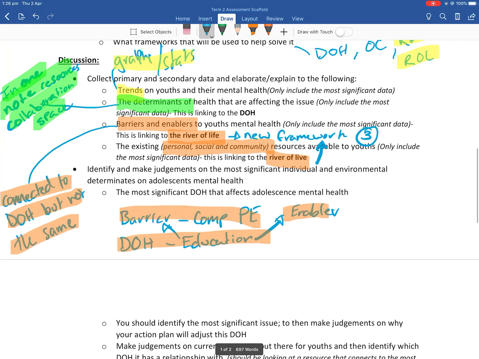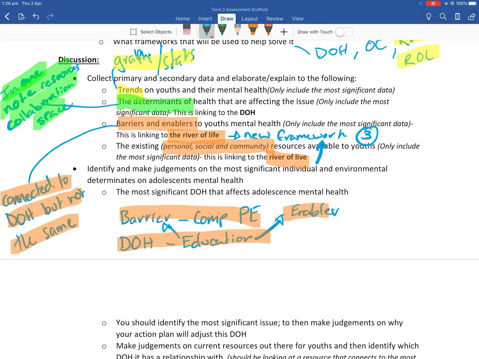Alright, moving on to our next dot point. You need to start talking about identifying and making judgments on the most significant individual and environmental determinants of adolescent mental health. So obviously we are talking about individual, that's you, and environmental, we are talking about your environment. Now this will change for everyone depending on what you're involved in. So the environmental part will be very different, as well as your individual part.